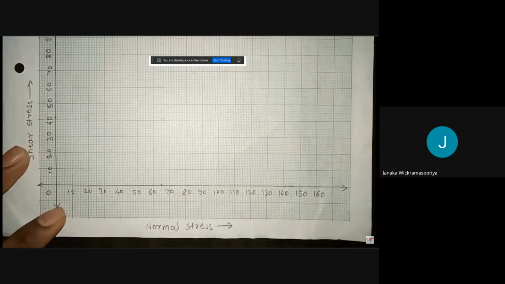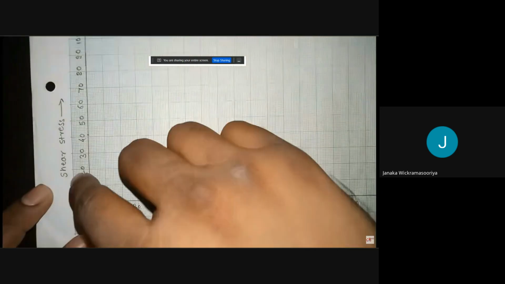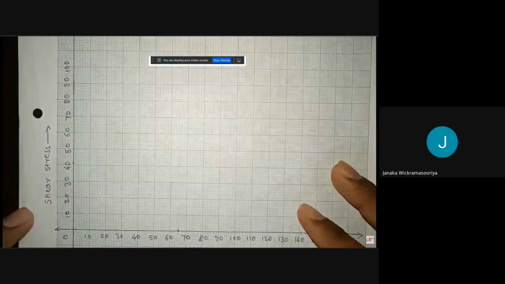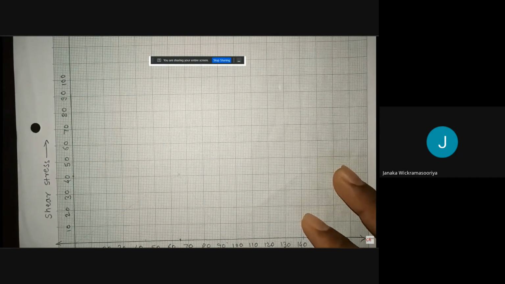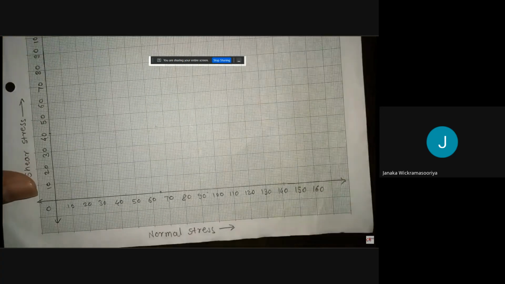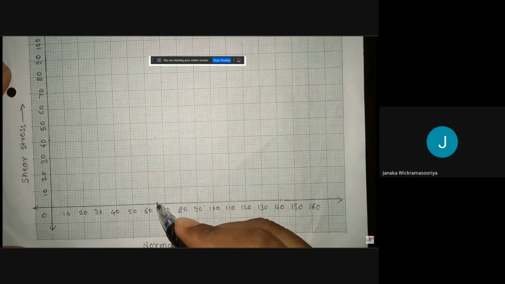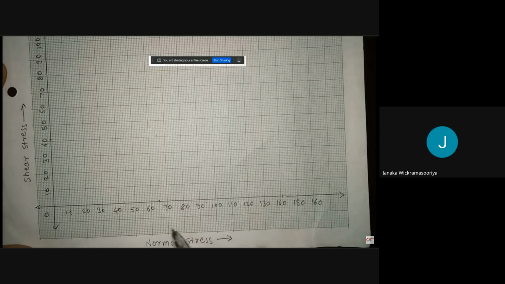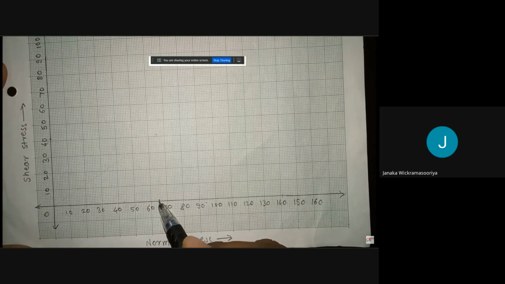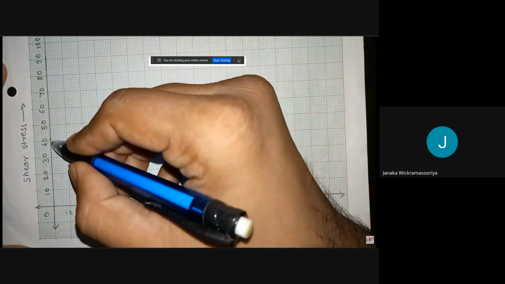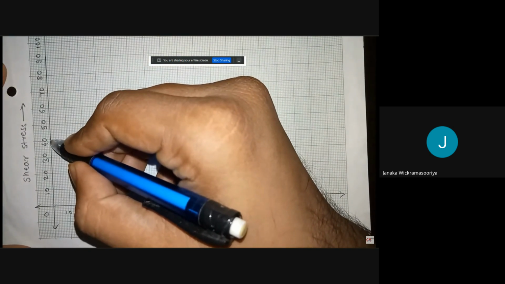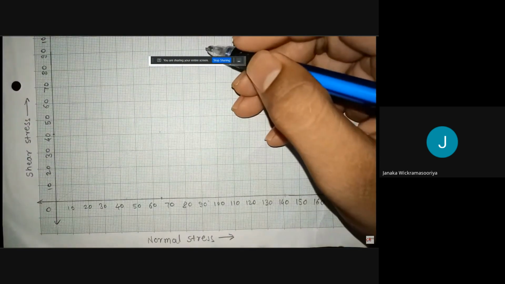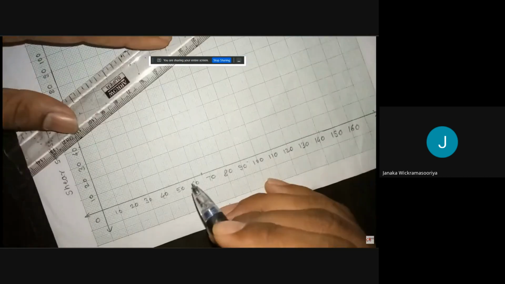Again same, on the x-axis normal stress has been plotted, and on the y-axis shear stress has been plotted. So shear stress is 41 given to us and normal stress is 65. So plot 65, 60 is here. Again here 1 centimeter is equal to 10 kPa. So normal stress is 65 here, 50, 60 and 65. And shear stress is 41. So 40 is here, this is 41. Join these 2 points. We'll see where it intersects.